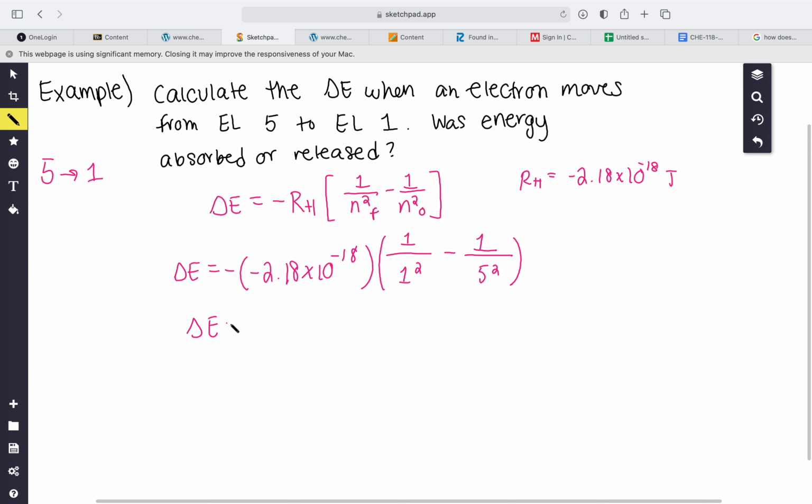All right, so change in energy. I'm just going to simplify this a bit. So we have 2.18 times 10 to the negative 18, and we're going to multiply that by 1 over 1 minus 1 over 25. I'm going to do that out in my calculator now, which I don't have handy, so I'm going to use my phone calculator, and hopefully everything turns out fine.